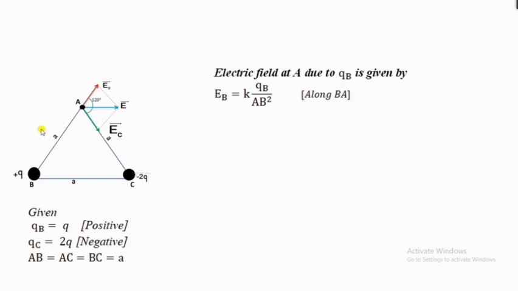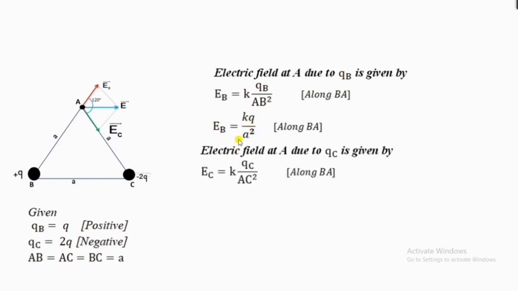So now electric field at this point due to charge at this point can be given by this expression. When you put the values, this will be K and this is Q by A square. And similarly electric field at this point due to this will be given by this, and only instead of charge Q I have 2Q out here. So now I have got electric field due to these two point charges.